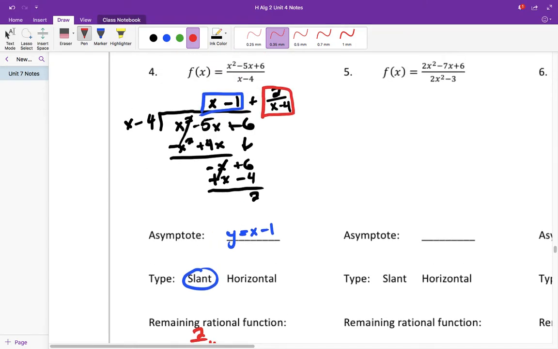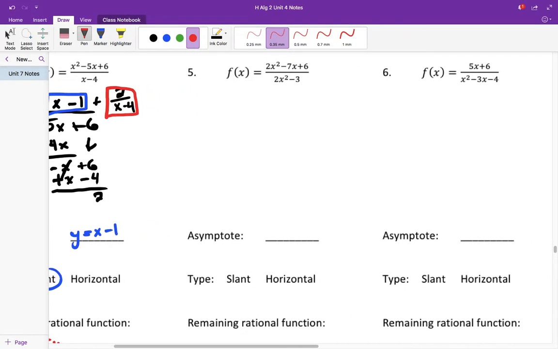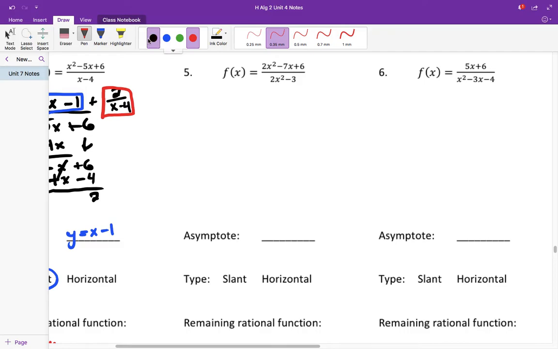Okay, let's take a look at another example. So on number 5, let's take a look here for this one. To set it up, we're going to put our 2x squared minus 3 to the outside of our division bar, and then the 2x squared minus 7x plus 6 on the inside. And so looking at this, to get 2x squared to match up with 2x squared, we just put a 1. So then when I distribute, I get 2x squared minus 3.